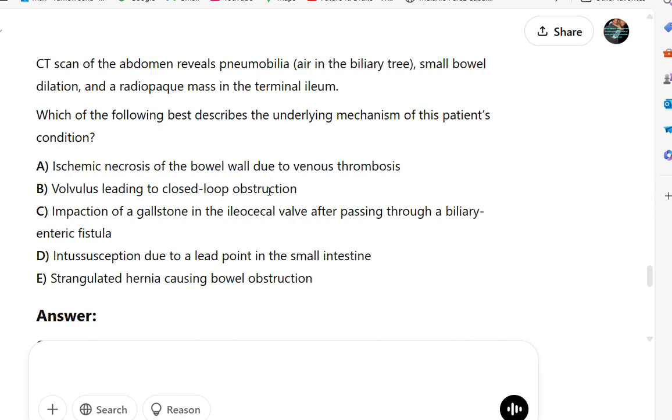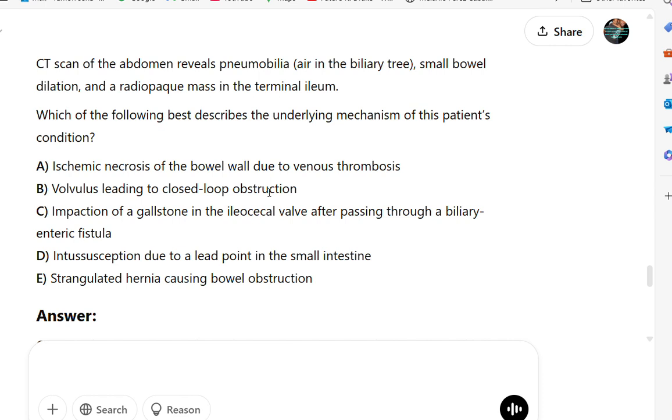A. Ischemic necrosis of the bowel wall due to venous thrombosis. B. Volvulus leading to closed-loop obstruction. C. Impaction of a gallstone in the ileocecal valve after passing through a biliary enteric fistula. D. Intussusception due to a lead point in the small intestine. E. Strangulated hernia causing bowel obstruction.